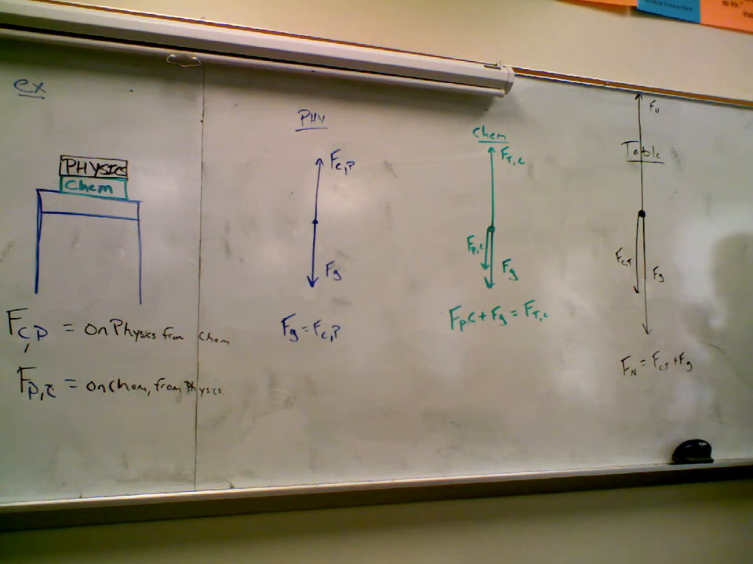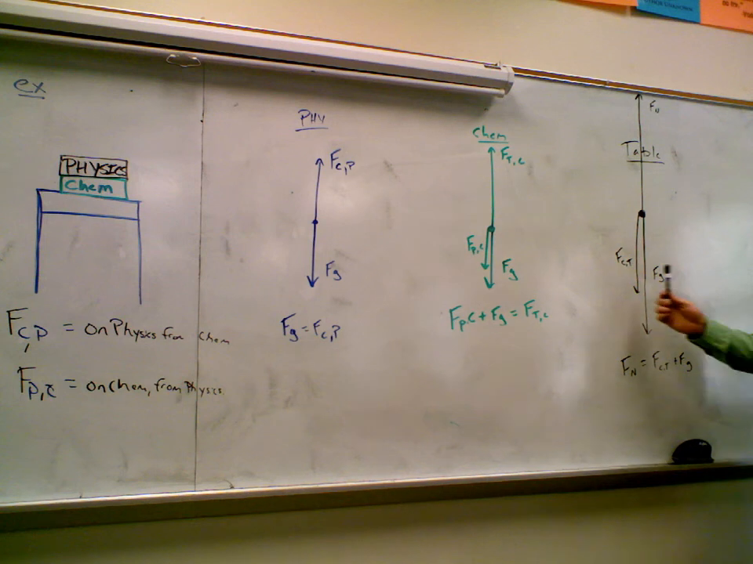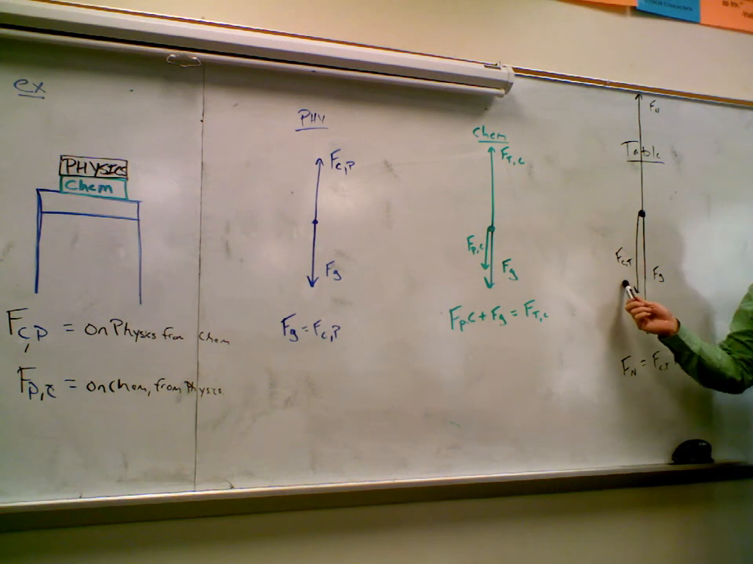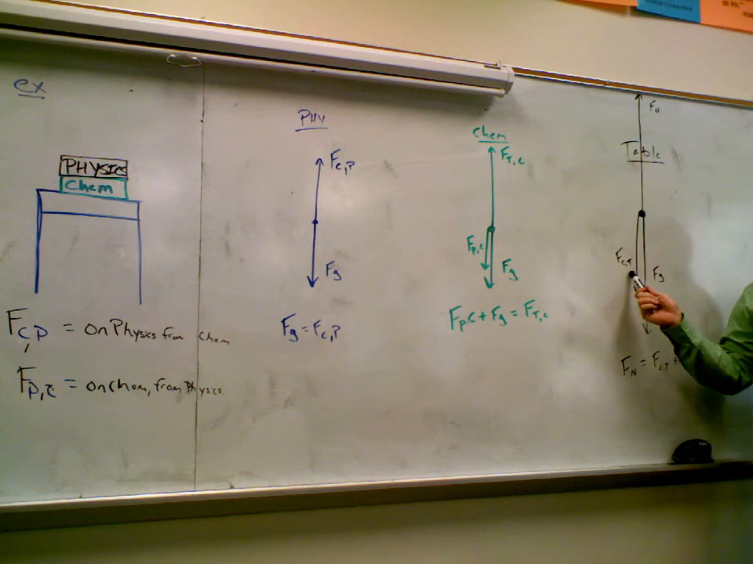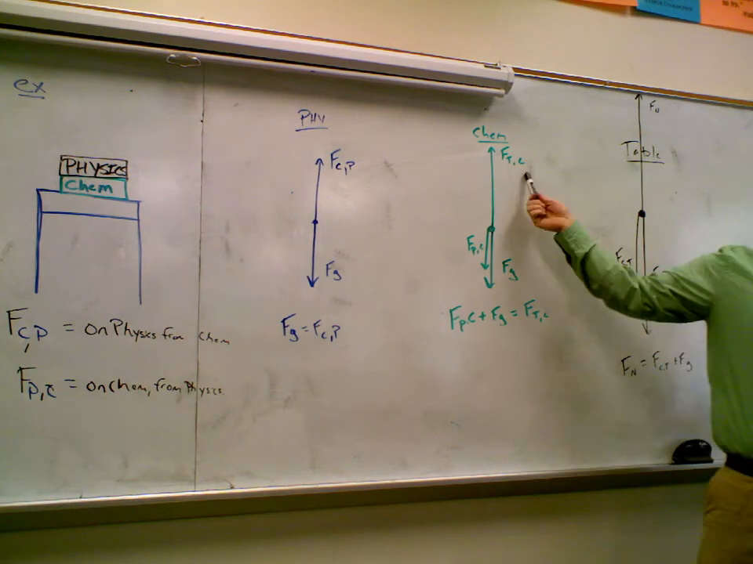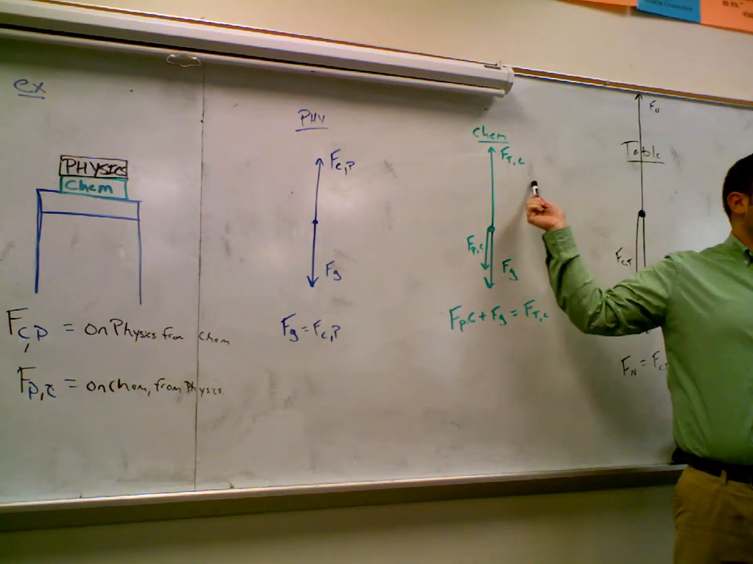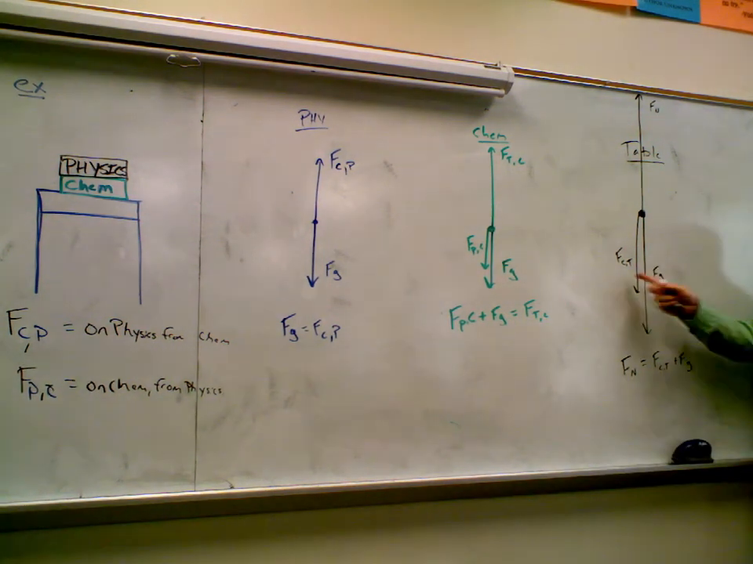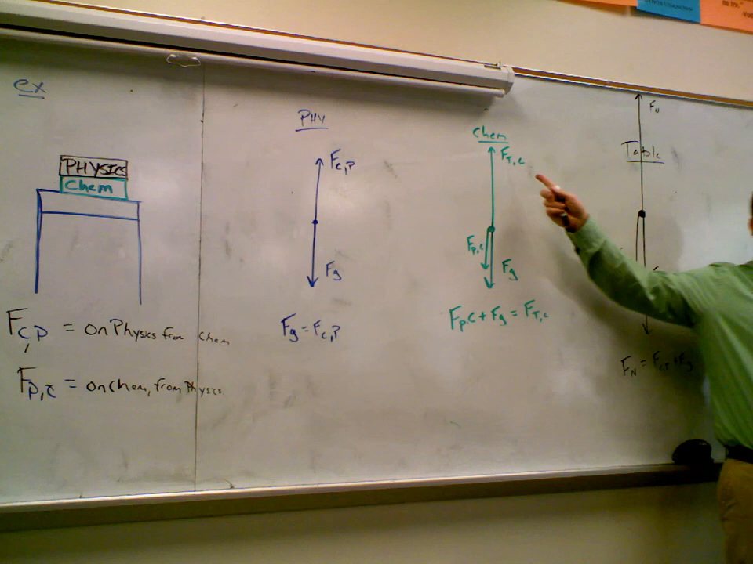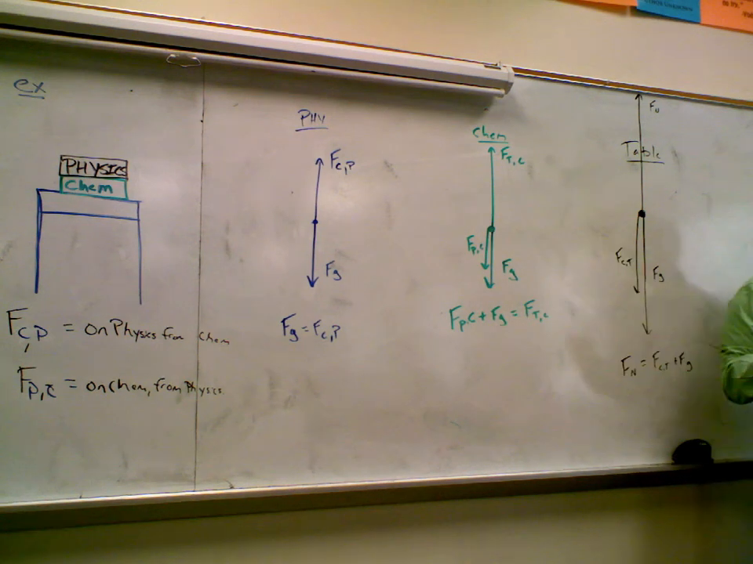Now remember, a third law pair is an action-reaction force, right? It pairs with the table pushing on the chem book. So it's FTC and FCT. And this is where labeling like this is very useful. Because this is the force of the chemistry book on the table, right? This is the force of the table on the chemistry book. If I take the chemistry book off the table, this force goes away, doesn't it? And so does that force. Okay.